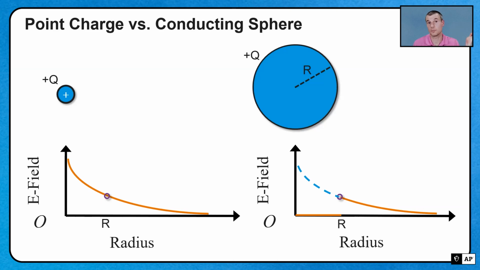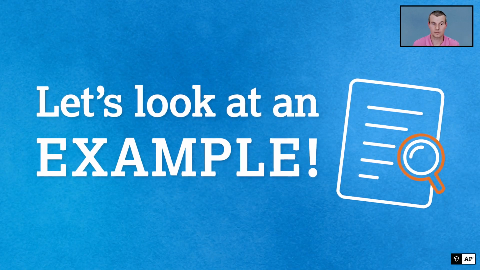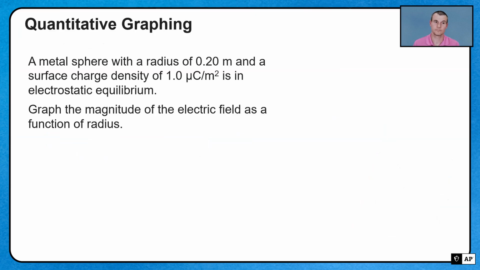If you were far away, you wouldn't be able to tell the difference. So let's look at another example. In particular here, we have some quantitative graphing, right? We have a metal sphere with a radius of 0.2 meters and a surface charge density of 1 microcoulomb per meter squared in electrostatic equilibrium. We need to graph the magnitude of the electric field as a function of the radius.